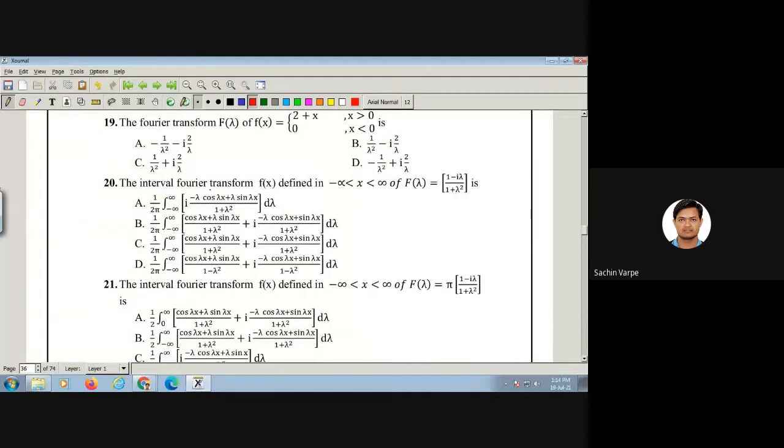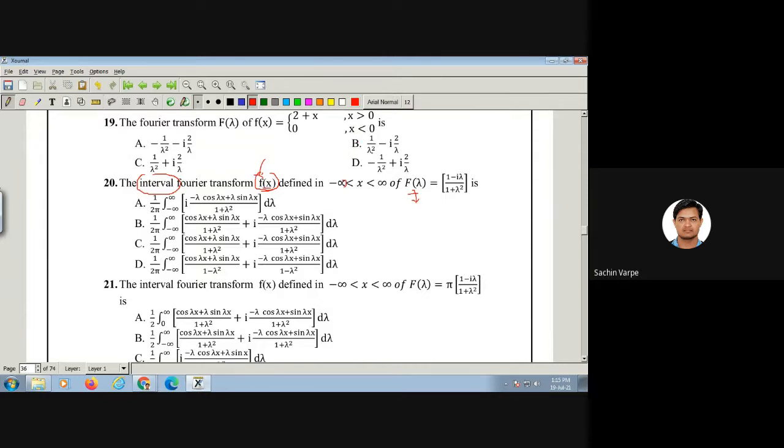Here, see here, it is not the Fourier transform, it should be the inverse Fourier transform of f(x) defined on minus infinity to infinity, and f of lambda is this. So inverse Fourier transform means what? The inverse Fourier transform is the value of f of x. They have asked the inverse Fourier transform where the value of f of lambda is this.